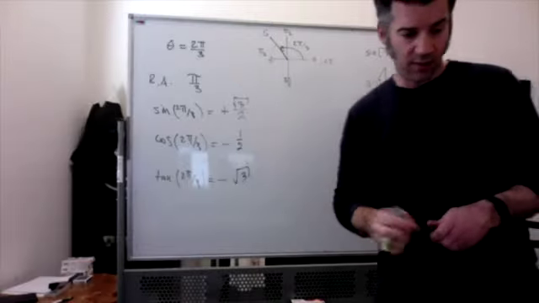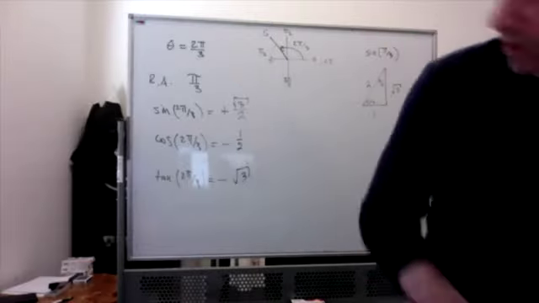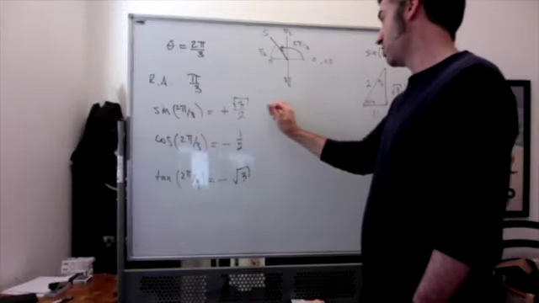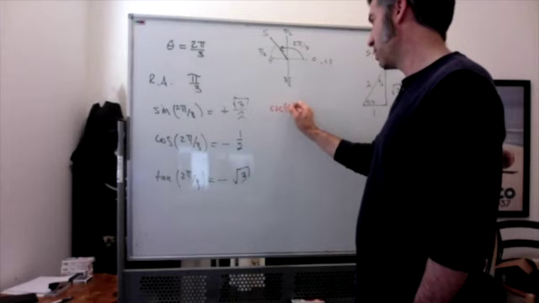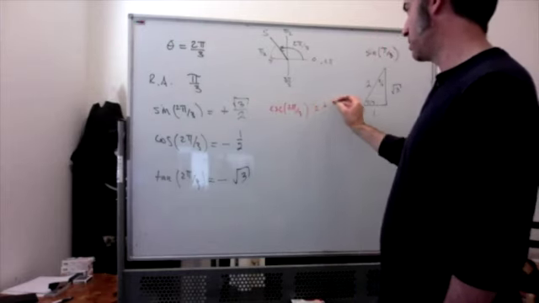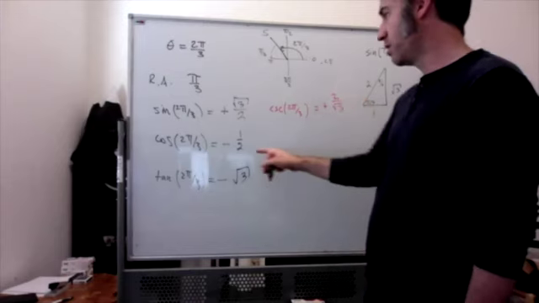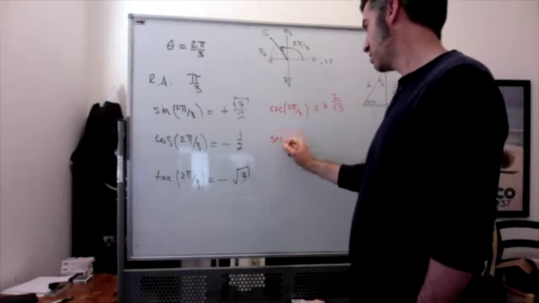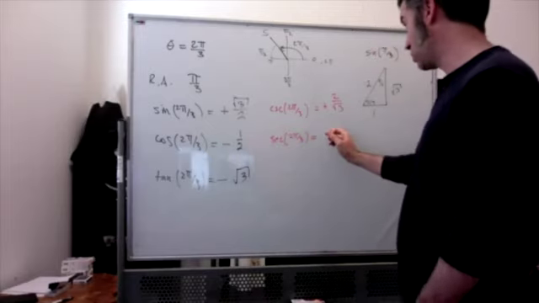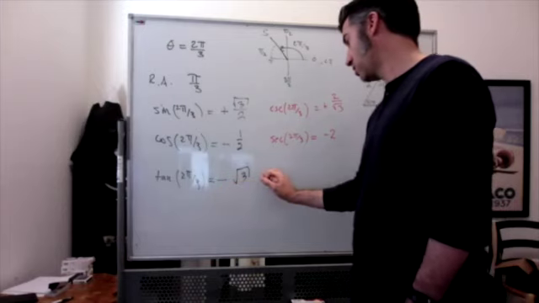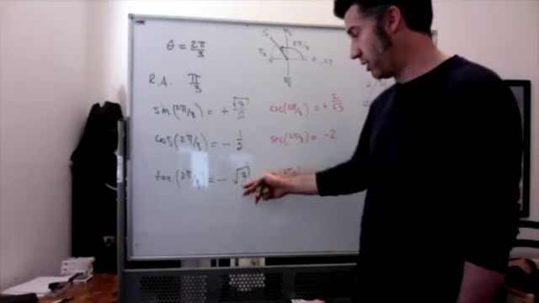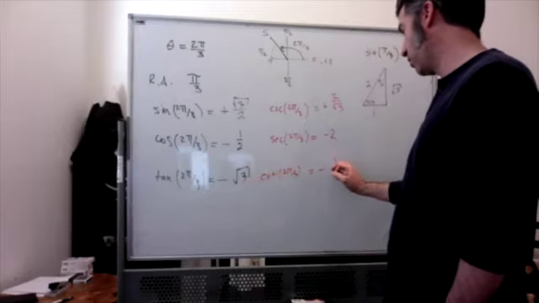And then we could find the other 3, the reciprocals. I do recommend writing them in this order, with the reciprocals next to them. Cosecant of 2 pi over 3 is the reciprocal of this, so that's positive 2 over root 3. Secant of 2 pi over 3 is the reciprocal of this, so that's negative 2. And cotangent of 2 pi over 3 is the reciprocal of this, which is negative 1 over root 3.